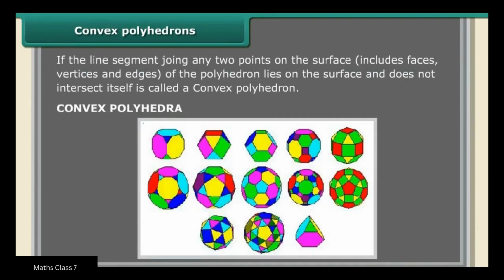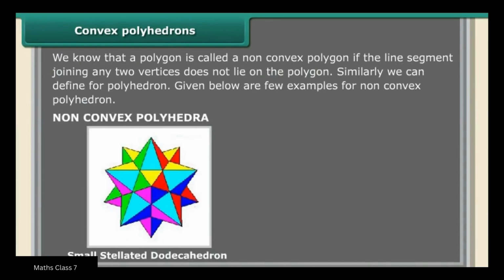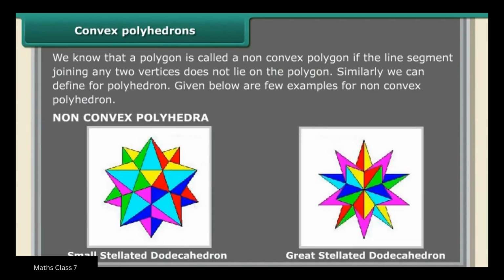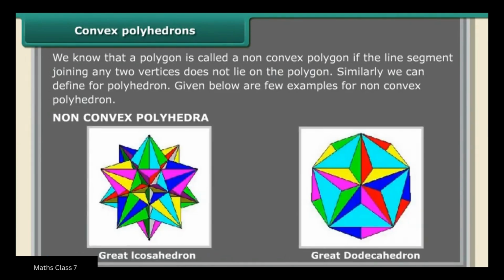Non-convex polyhedra: we know that a polygon is called a non-convex polygon if the line segment joining any two vertices does not lie on the polygon. Similarly, we can define a non-convex polyhedron. Given below are a few examples of non-convex polyhedra: small stellated dodecahedron, great stellated dodecahedron, great icosahedron, great dodecahedron.